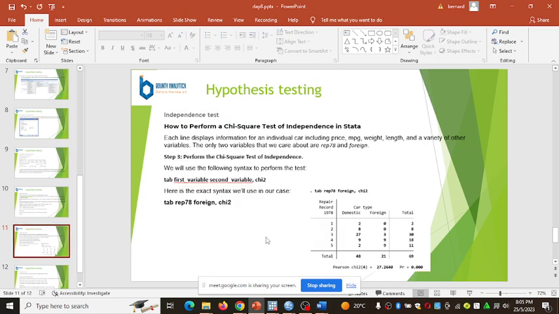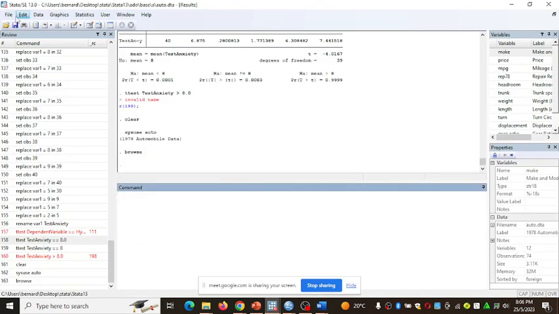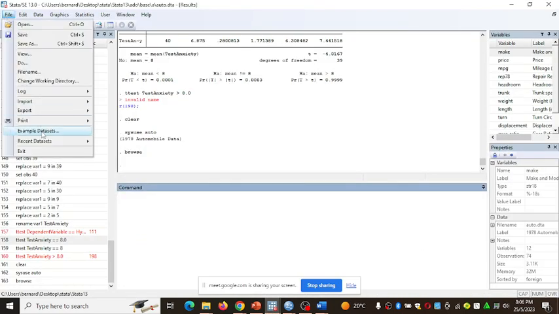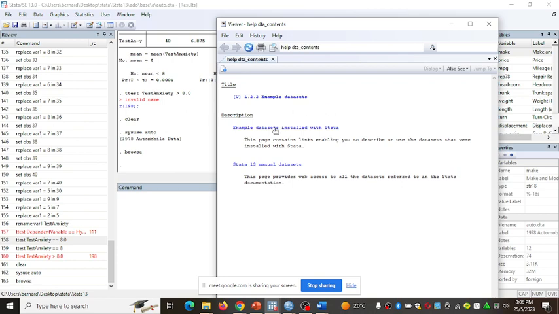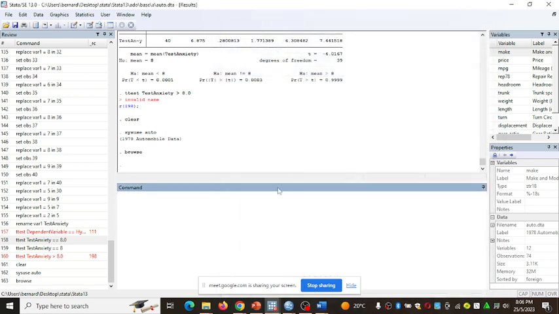I'm sorry, I didn't see which data we were getting. We are using auto data, this one here. Click on files, example datasets, click on example datasets installed with this data and pick the first one, use. Click use auto, the first one. Okay.